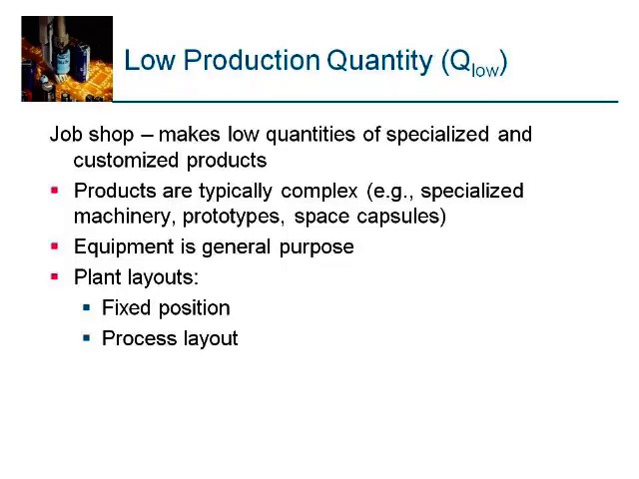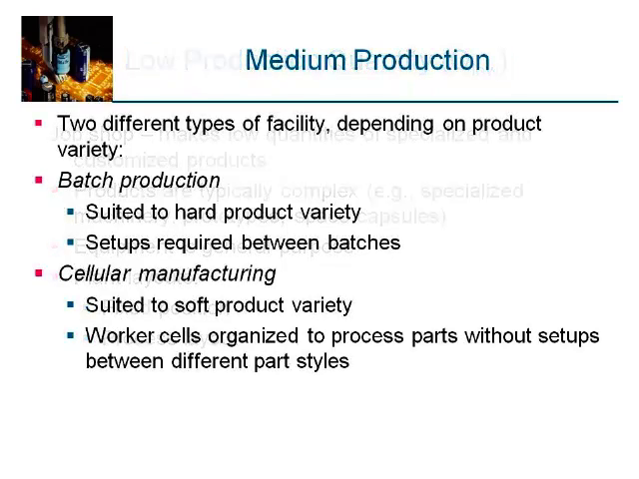The equipment used in a job shop is very general purpose machine tools. Plant layouts are fixed position layout and process layout. There are two different types of facility depending on product varieties. Batch production is suited to hard product variety, with setups required between batches. Cellular manufacturing is suited to soft product variety, with worker cells organized to process parts without setups between different part sizes.